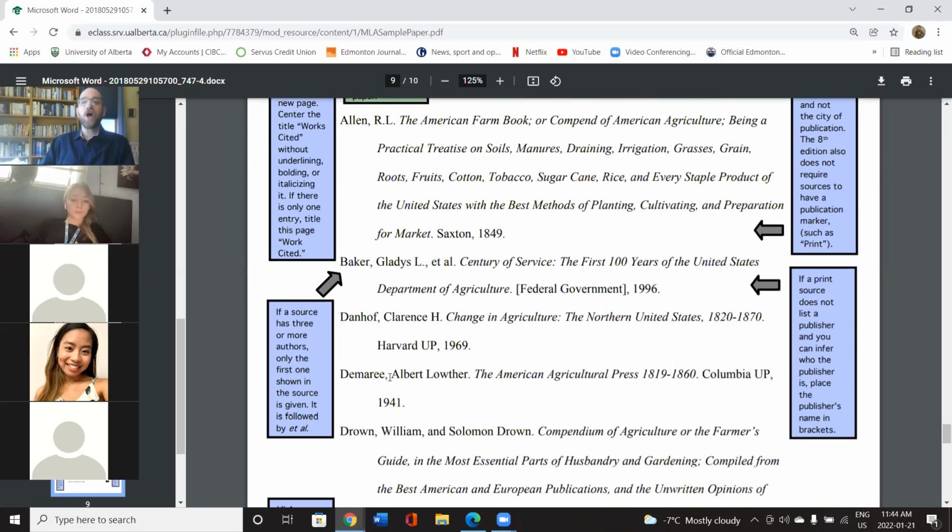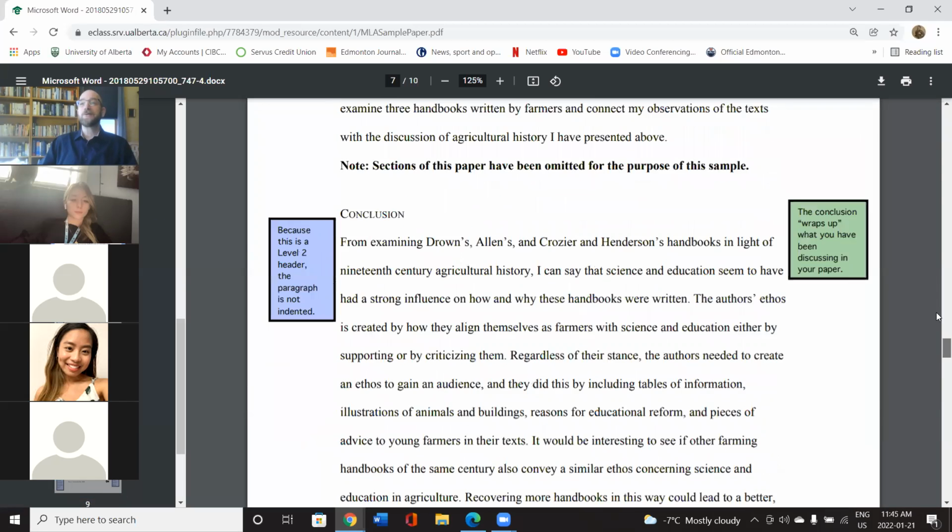Desmarais, Albert Lowther, and we're going to be coming to proper citation techniques next week. The American Agricultural Press, 1819 to 1860, Columbia University Press, published in 1941. So now I know what that in-text citation references: this text, and this is where I need to turn if I want to learn more about these farming texts, the American Agricultural Press. So there it is. Everyone see what happened there?